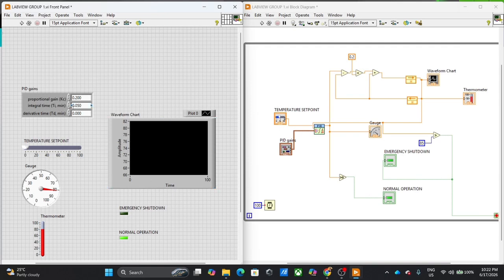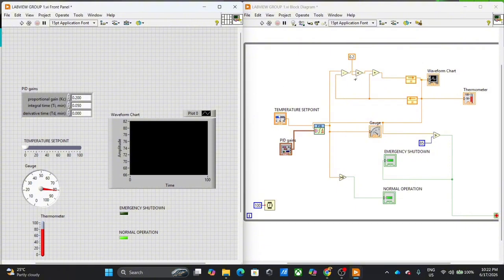Okay, so this is our simulation for LabVIEW. On the left side is our front panel, which has the components: PID gains, temperature set point, gauge thermometer, waveform chart, and the LED. On the right side, we have our block diagram.